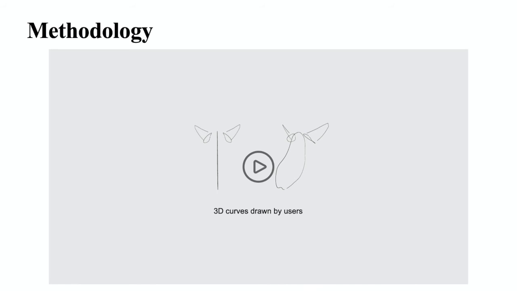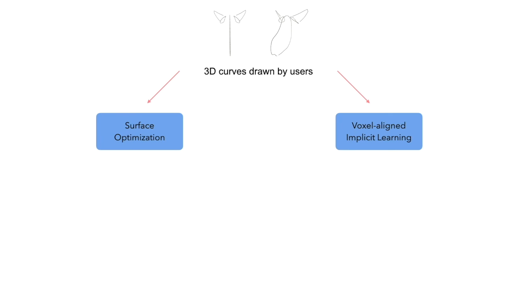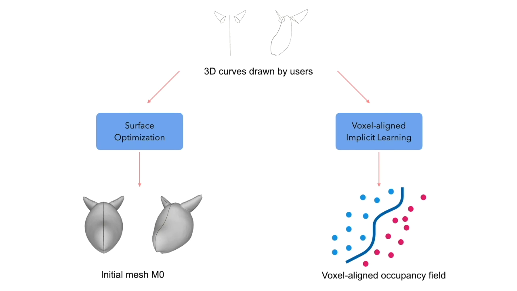Now, let's take a look at the dynamic process of our algorithm. In stage 1, given 3D curves drawn by users as input, our system generates an initial mesh M0 through surface optimization and predicts a corresponding voxel-aligned implicit field from the 3D curves. Then the initial mesh M0 is deformed with the guidance of the voxel-aligned implicit field. After that, a coarse animal-morphic mesh M1 is generated.